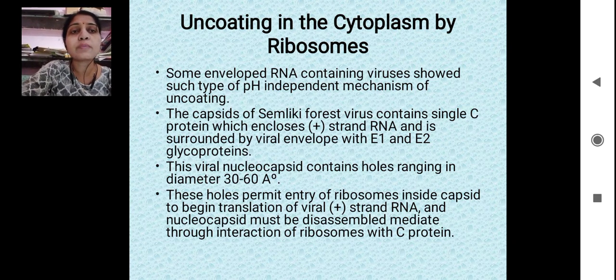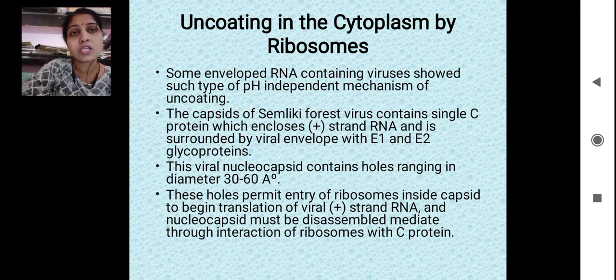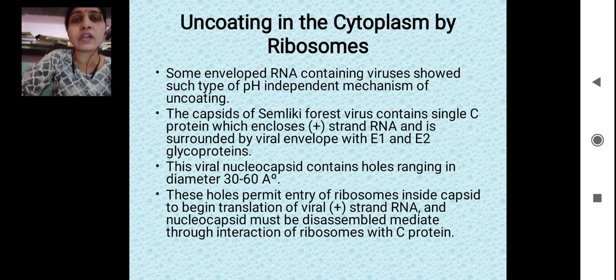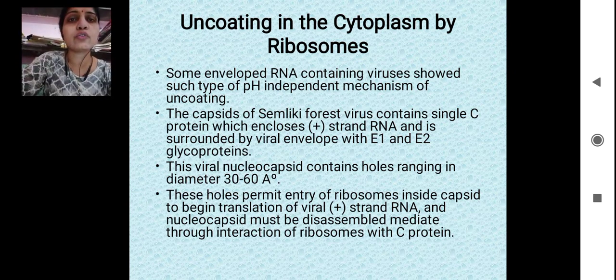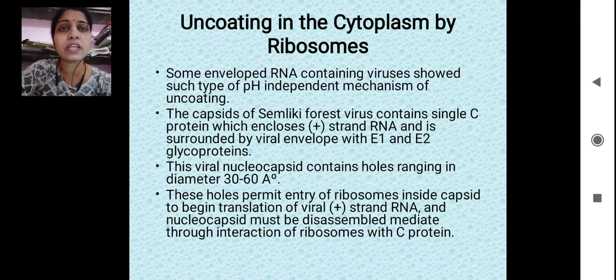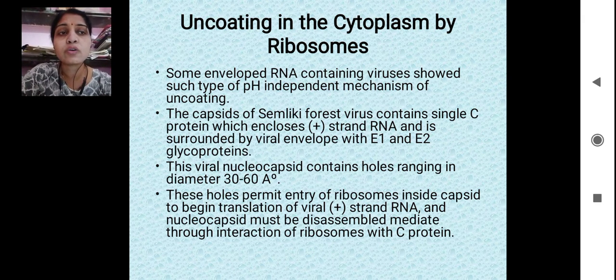Now the capsid of Semliki Forest virus contains a single C protein which encloses the positive strand RNA, and is surrounded by the viral envelope, which contains two specific types of glycoproteins, the E1 and E2 proteins. The viral nucleocapsid contains holes ranging from 30 to 60 angstrom in diameter.